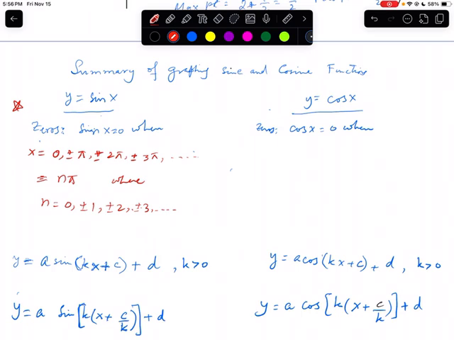So this is a formal way of writing the zeros of sine of x. In the same way, when will the cosine be 0? If you recall, x is pi over 2 or 3 pi over 2 or 5 pi over 2.